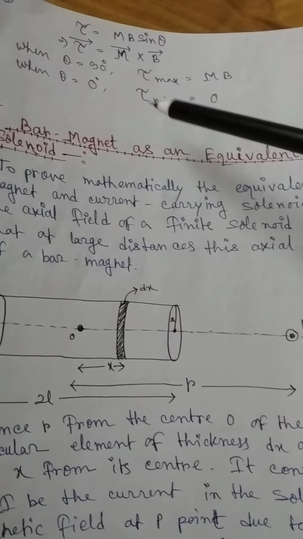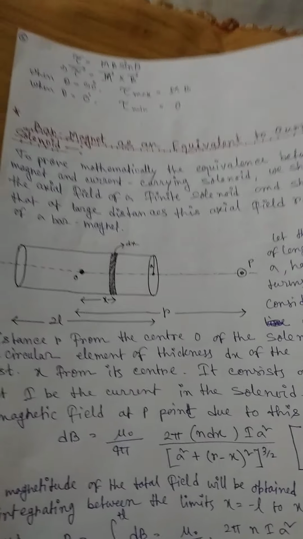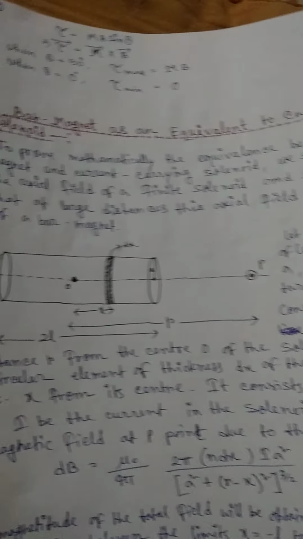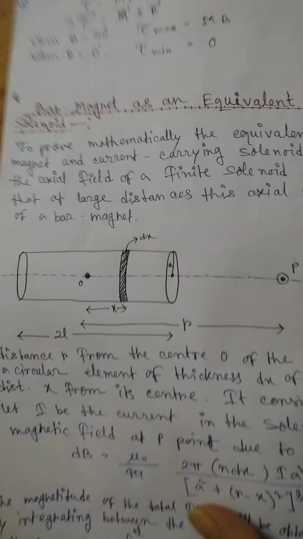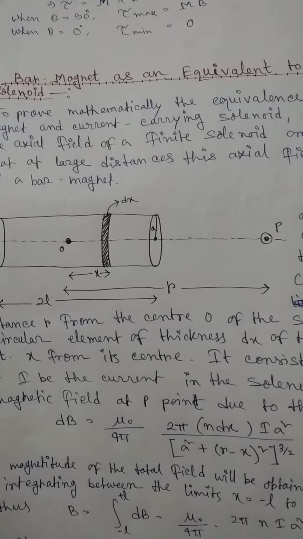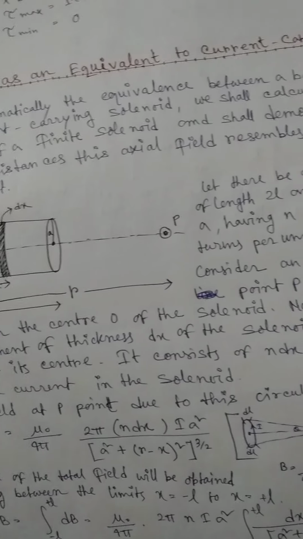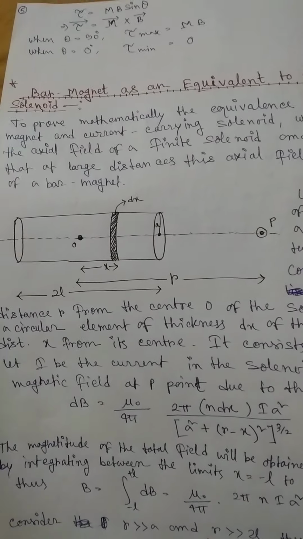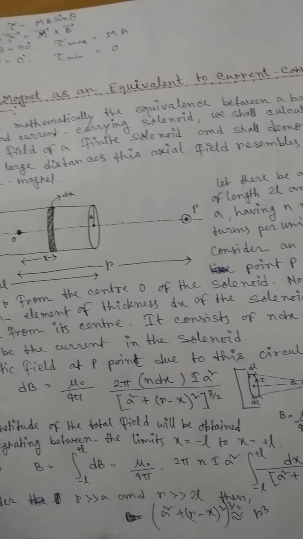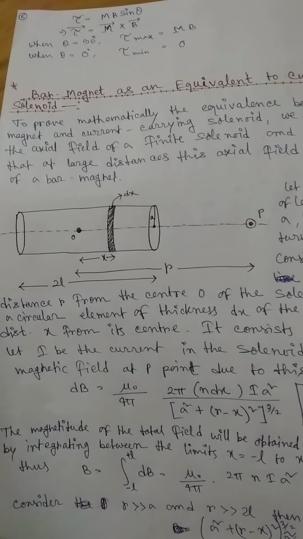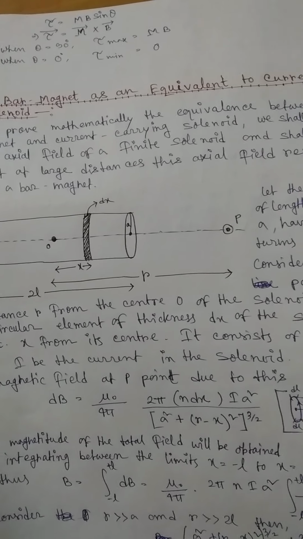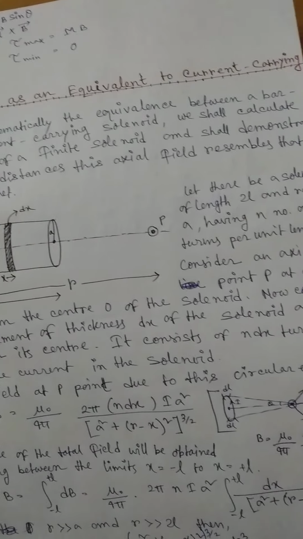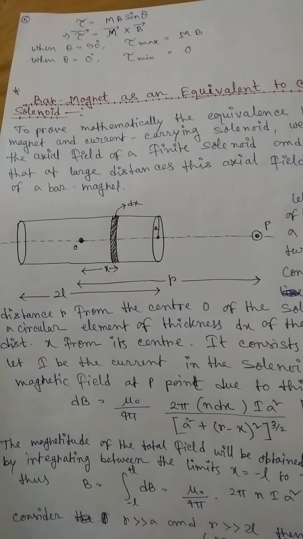When theta equals 0 degrees, then tau is minimum, which is 0. The last topic is the bar magnet as an equivalent to a current carrying solenoid. To prove mathematically the equivalence between a bar magnet and a current carrying solenoid, we shall calculate the axial field of a finite solenoid and demonstrate that at large distances this axial field resembles that of a bar magnet.